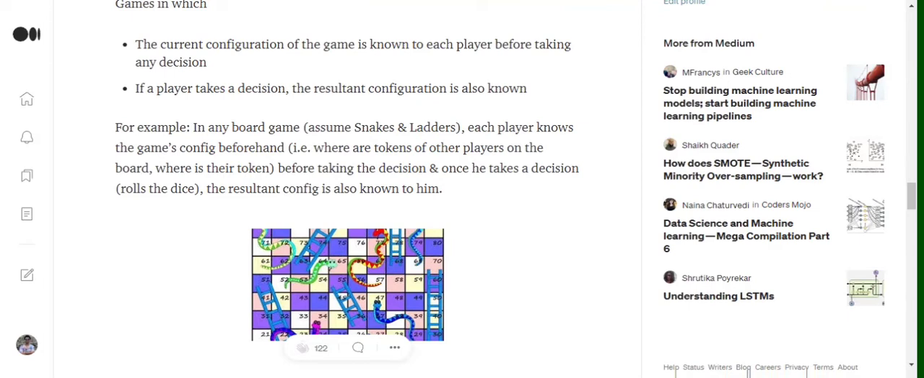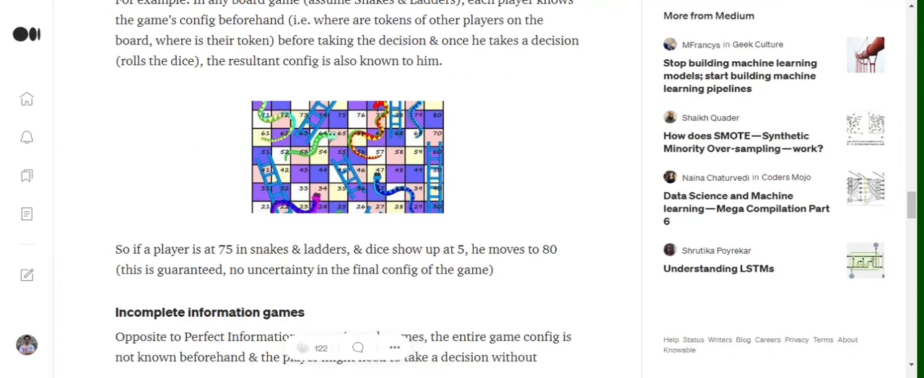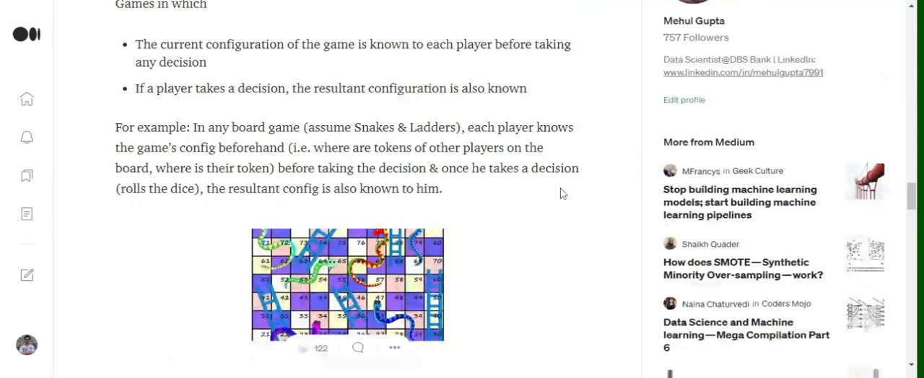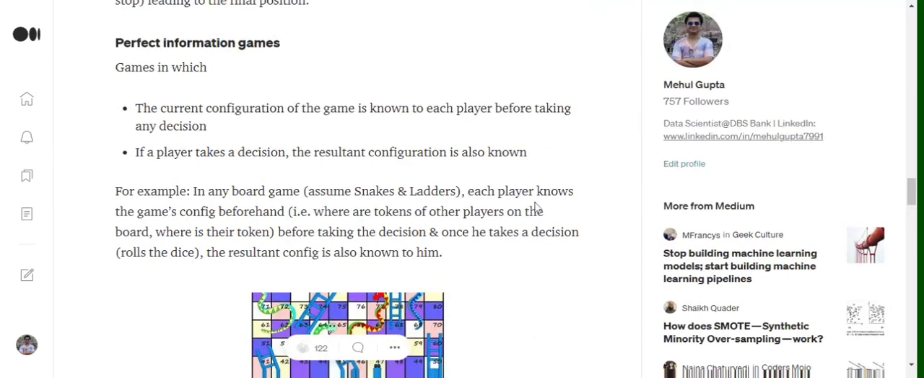So it is more like everything is pretty certain. If he gets a two, he knows that eventually he will move two places. If he gets a three, he will move three places. Hence, he knows the configuration before even playing his chance, and once he plays his chance, he again knows what the resultant configuration would be. That is called a perfect information game.